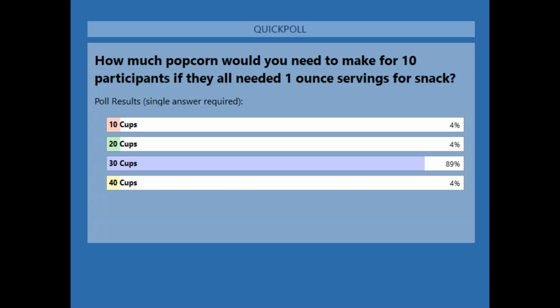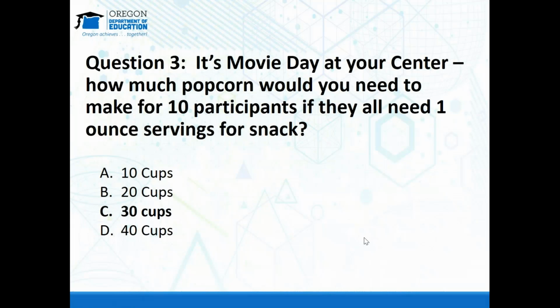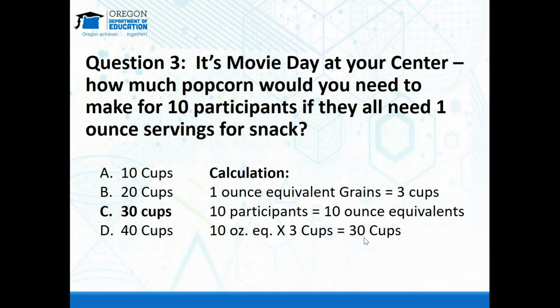Okay, and again, the majority of you got it. Great job, everybody. And the answer is 30 cups. So I'm going to close this poll and we're going to go back to our slides. And the reason why it is 30 cups is because we need to calculate how many cups we need per participant, and 1 ounce equivalent of grains is equal to 3 cups of popcorn. So if you have 10 participants, that equals 10 ounce equivalents. So 10 times 3 equals 30 cups of popcorn.